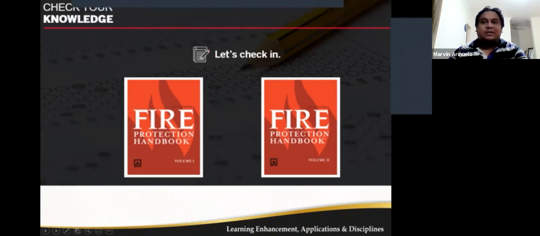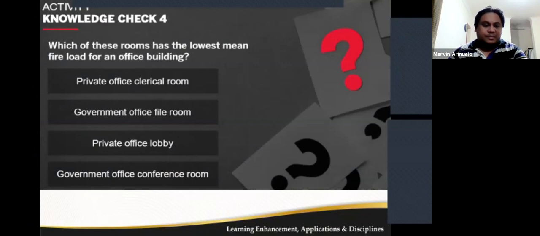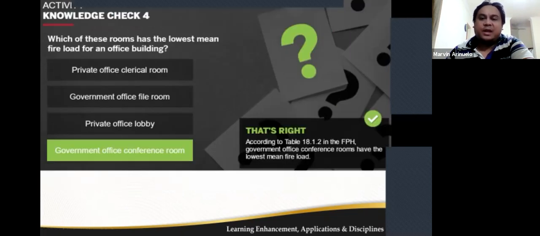So let's check in your knowledge, what you have gained so far. Which of these rooms has the lowest mean fire load for an office building? You can go to page 18-6, Table 18.1.2 of your Fire Protection Handbook. I already provided the extracted section of this. So based on Table 18.1.2, the answer is the government office conference room. Again, according to Table 18.1.2, the government office conference room has the lowest mean fire load.